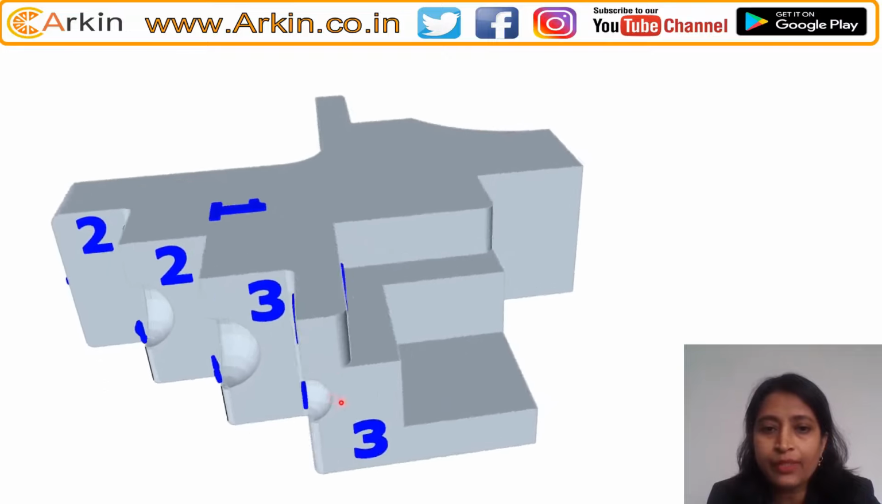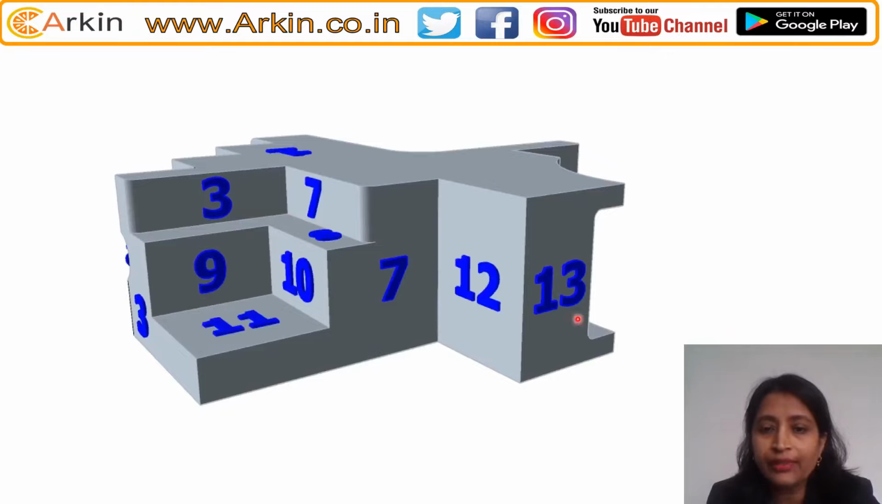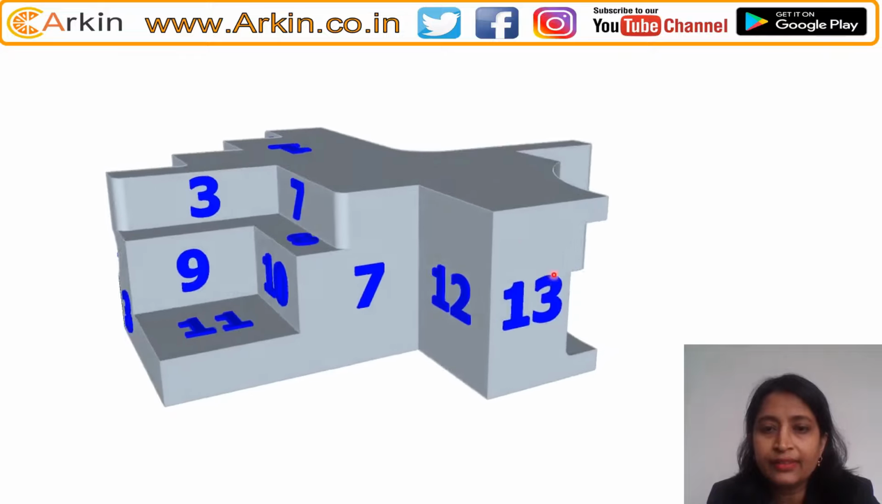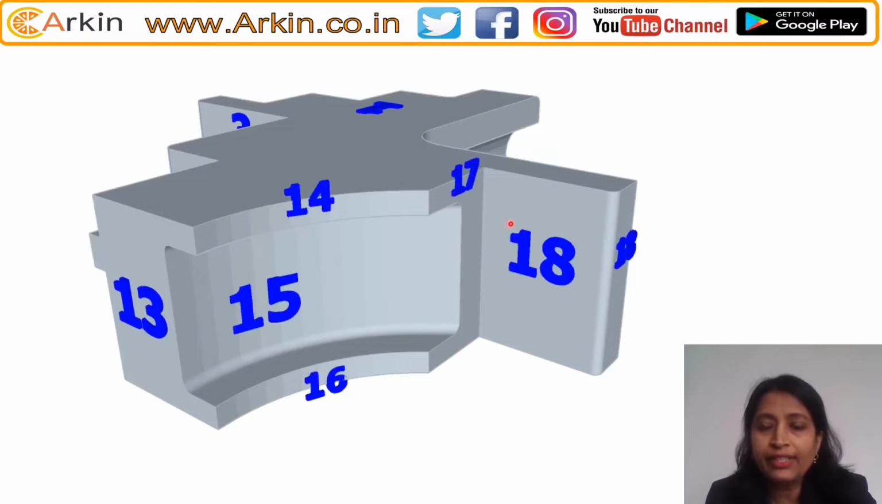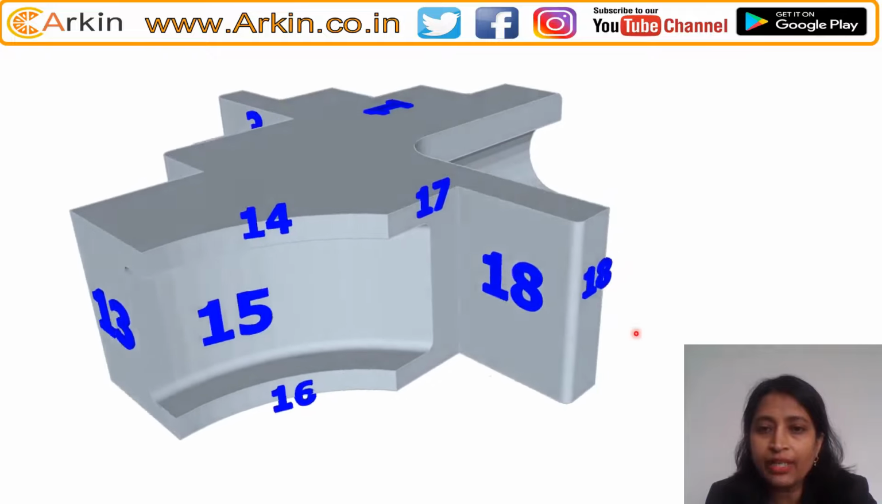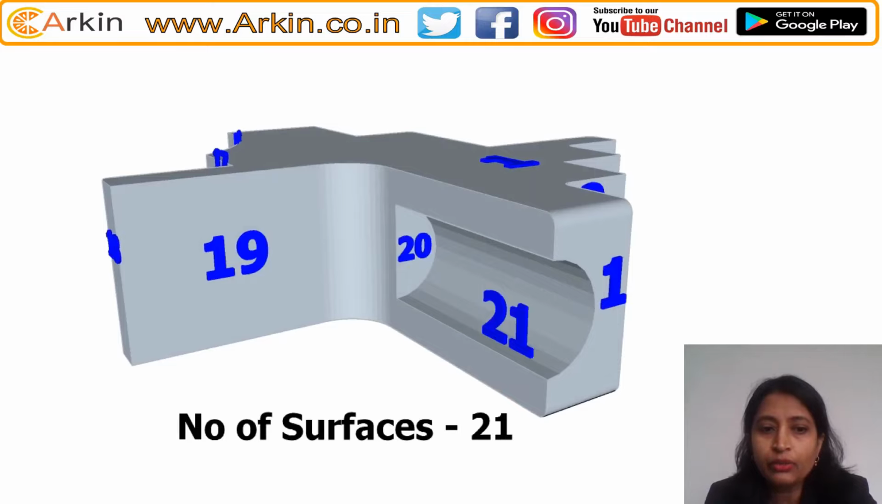4, 5, 6. This is 3 only because it is continuous, so it will be again 3, 7, 8, 9, 10, 11, 12 and 13. It will be 14, 15, 16 and then it will be 17, 18. Again because of this curve, this will again be 18. This is 19. Again this curve, so okay, the whole thing will be 19, 20, 21. So the total number of surfaces will be 21. So the answer to this question is 21. Thank you.